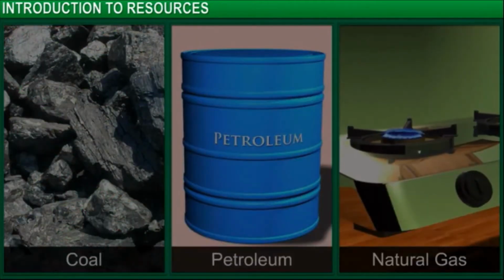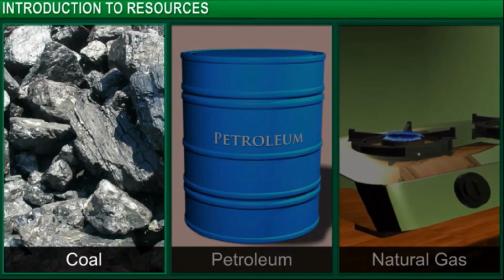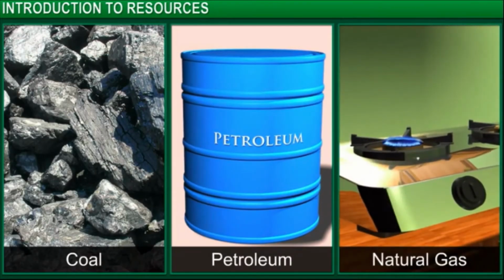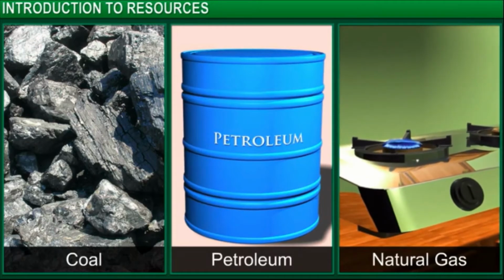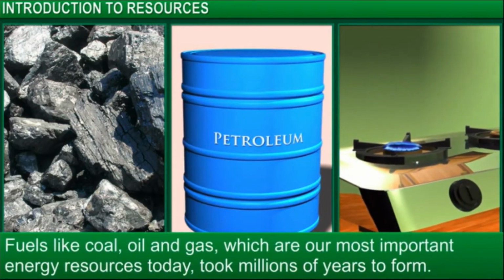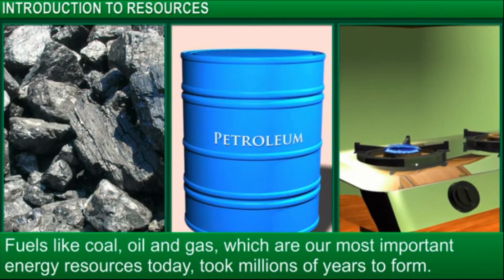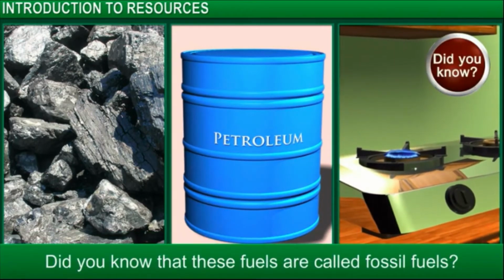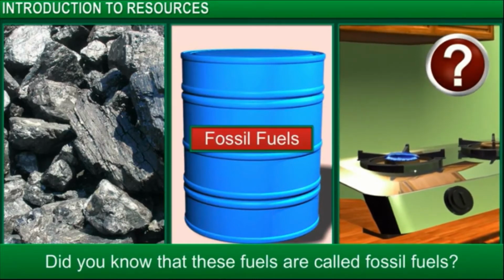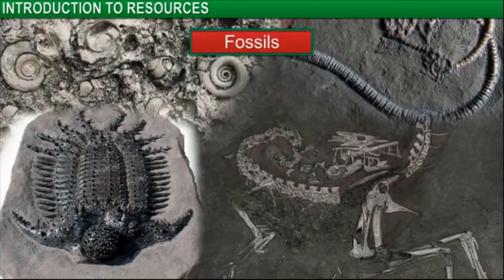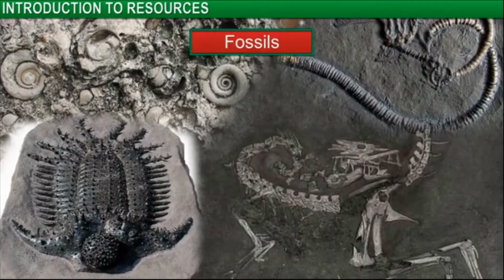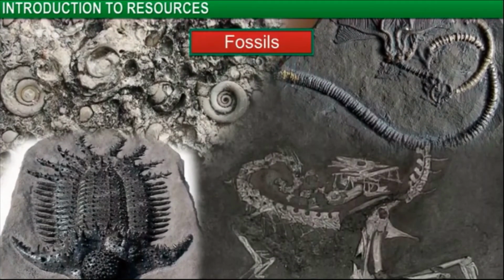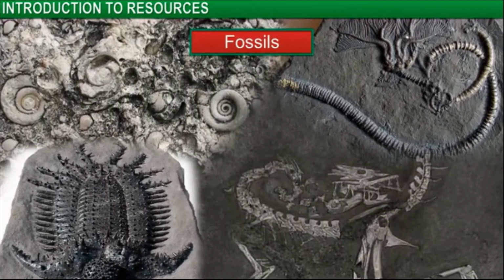For example, fuels like coal, oil, and gas, which are our most important energy resources today, took millions of years to form. Did you know that these fuels are called fossil fuels? These fuels are formed from fossils, which are the remains of prehistoric plants and animals that were buried under layers of earth.